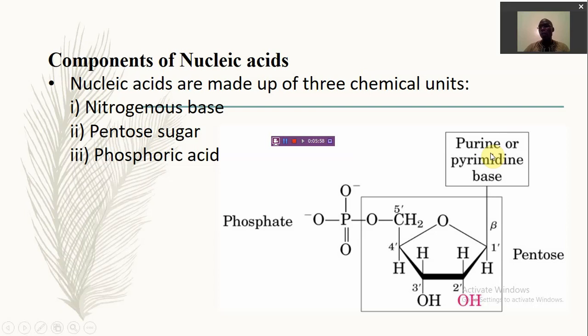And we have got a nitrogenous base. There are two types of nitrogenous bases we'll be looking at. The first one is a group of nitrogen containing compounds we call purines. The other one is a group we call pyrimidine. So these are the three components that make up any type of nucleic acid: a nitrogenous base, a pentose sugar, and a phosphoric acid.